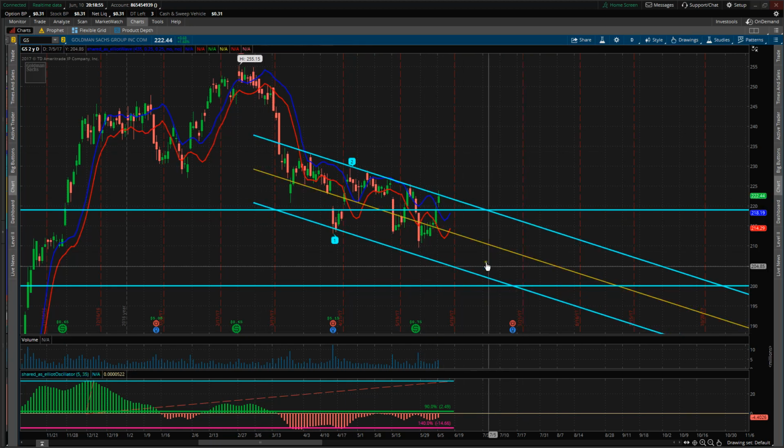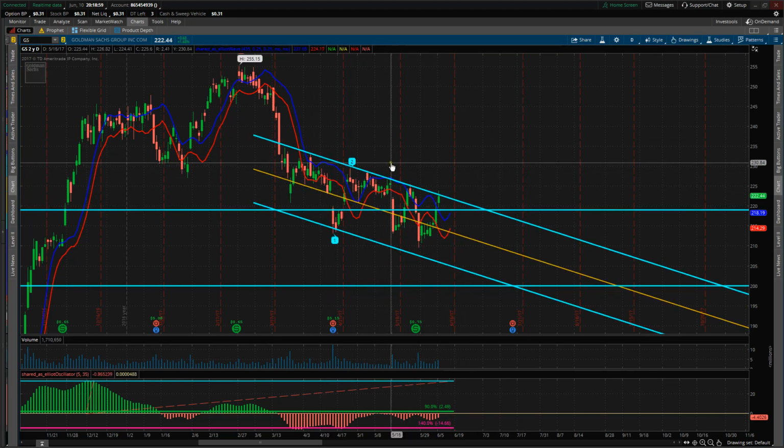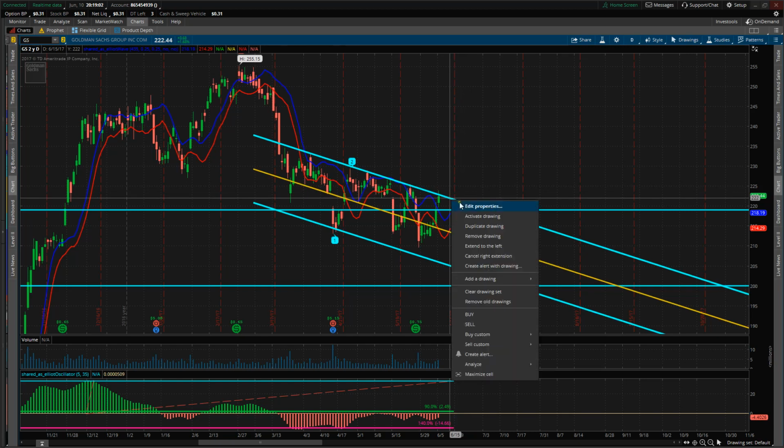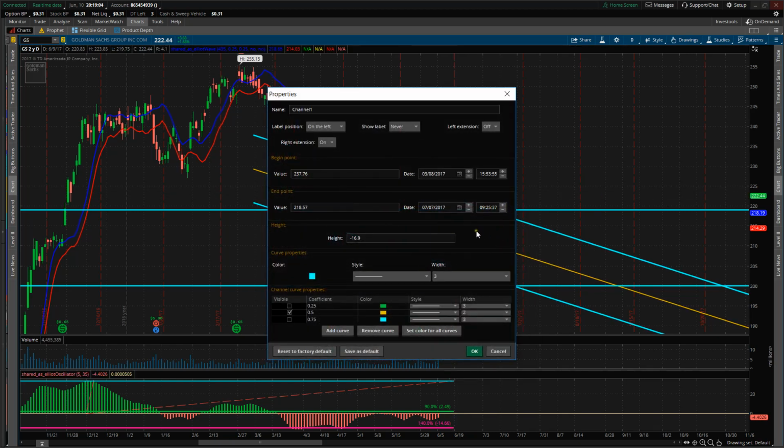Okay. So your channel, if you try and draw a channel now, won't have the center line in. So if you right click on the channel, edit properties, you come down to channel curve properties, you need to tick 0.5. Change the color to yellow. Okay. When you've done that, go to your curve properties, change your color to blue and put it at width 3.